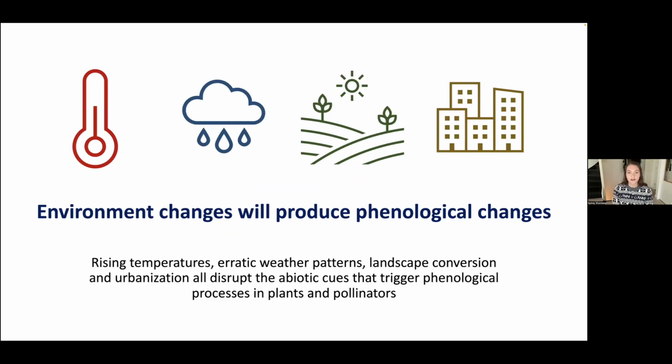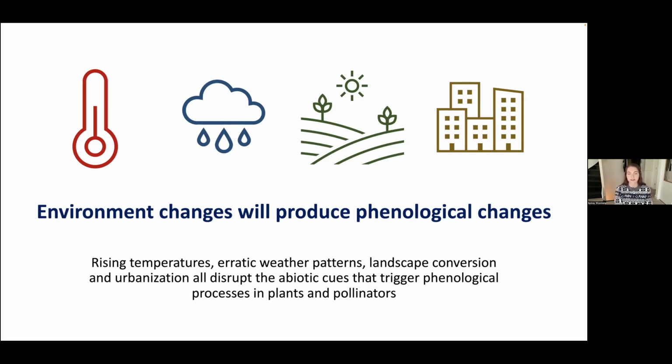So because phenological timing is a plastic phenotypic trait, environmental changes will produce phenological changes. We already know this to be true, and this can occur in response to things like rising temperatures, erratic weather patterns, landscape conversion, and urbanization. That's because all of these changes disrupt the abiotic cues that trigger phenological processes in plants and pollinators.